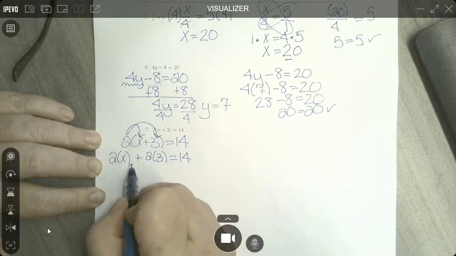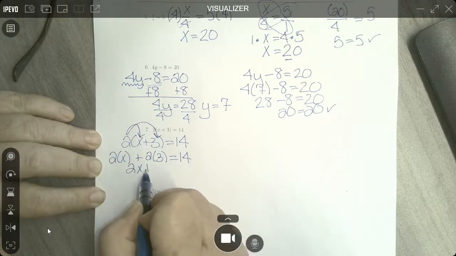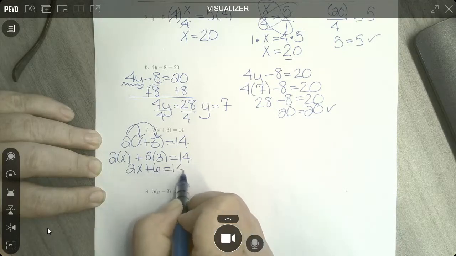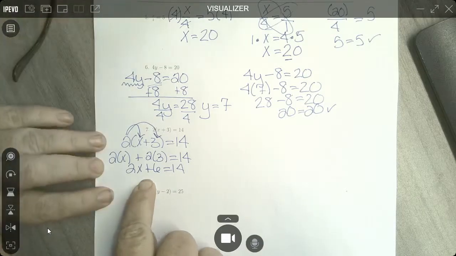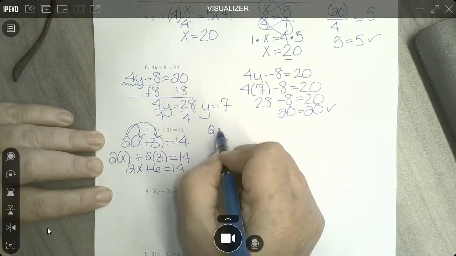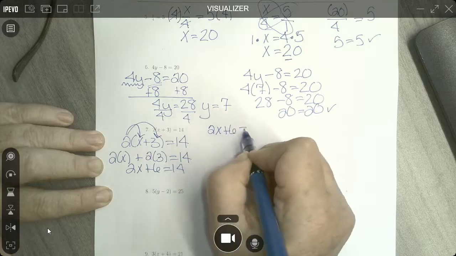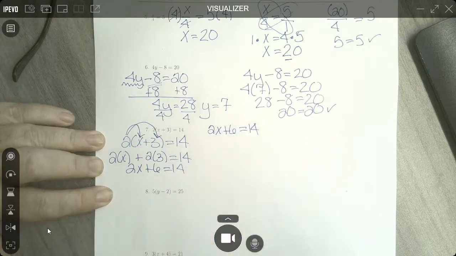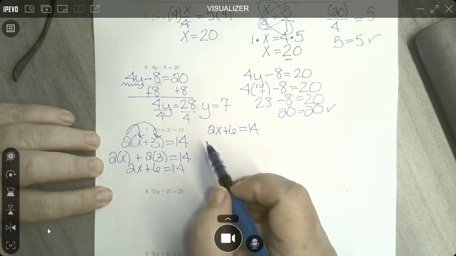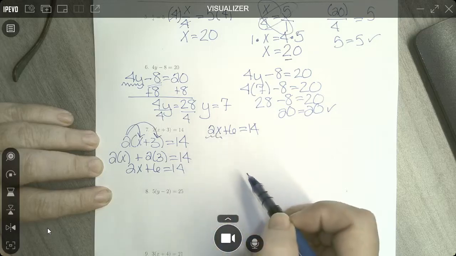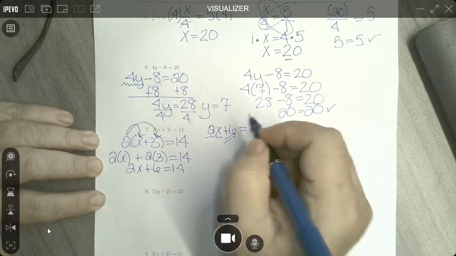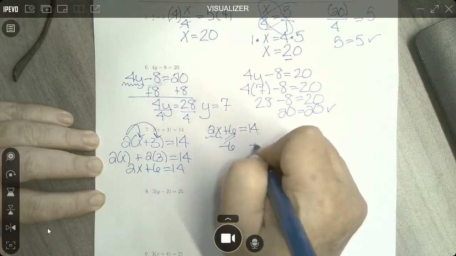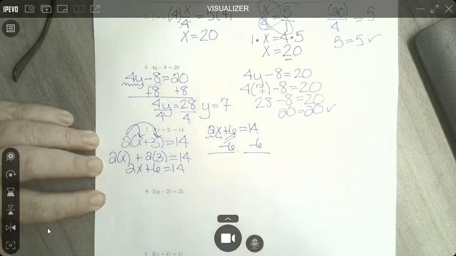2 times x is 2x. 2 times 3 is 6 equals 14. Now, this one looks very similar to the other ones we've been doing. I'm going to write that here. 2x plus 6 equals 14. Remember, I want to get 2x by itself. What's the opposite of adding 6? Subtracting 6. I'm going to subtract 6 from both sides of the equal sign.